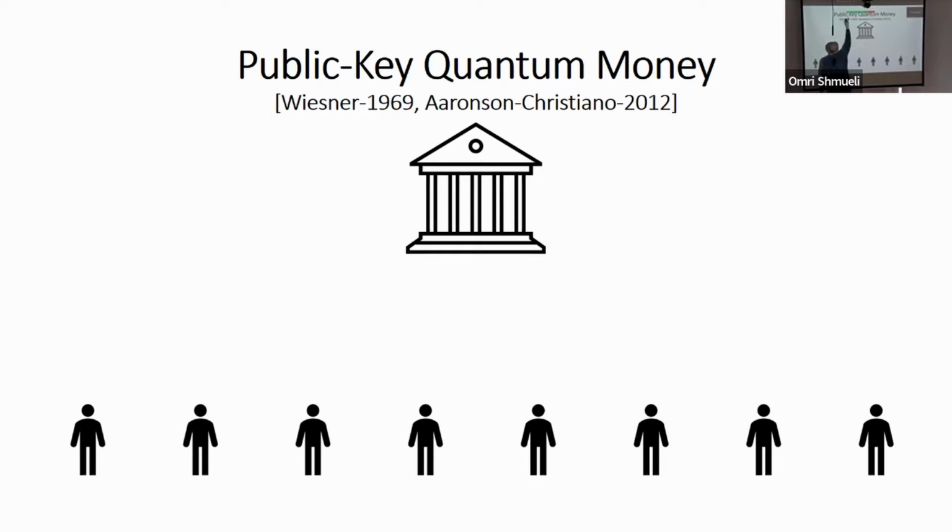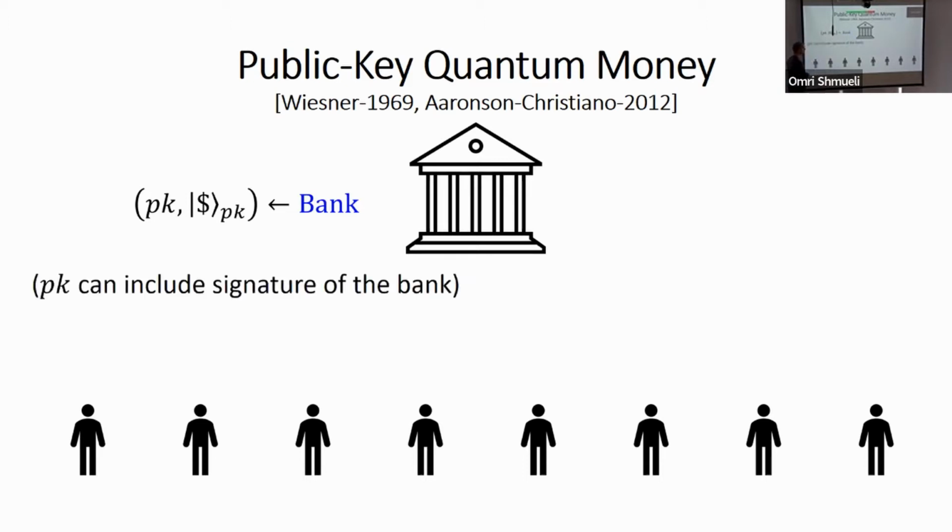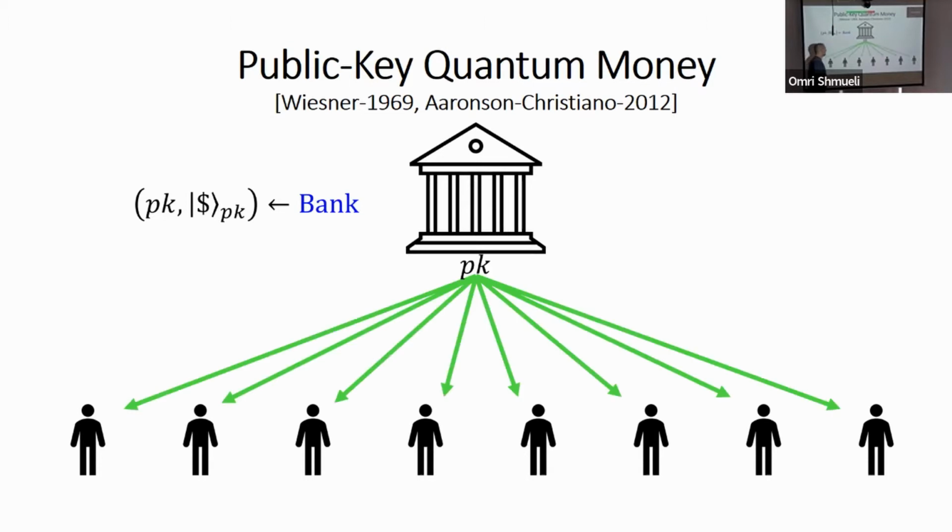Quantum money without the public key was introduced first by Wiesner in 1969, and then the public key version by Aaronson and Christiano in 2012. It consists of a bank and users. The first algorithm of the scheme is a quantum algorithm for the bank. It samples a classical public key along with a quantum banknote. And you can think, without loss of generality, that this public key contains the signature of the bank. This public key can then be distributed in the system.